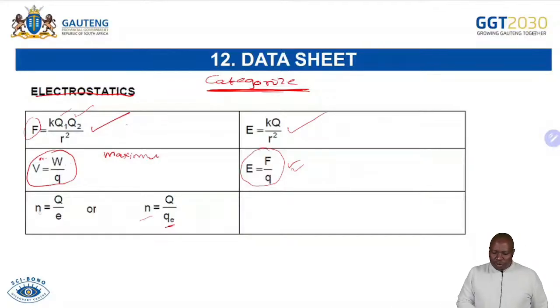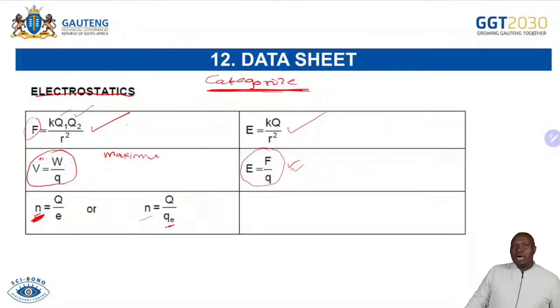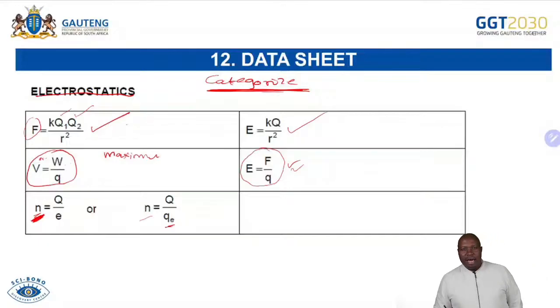Learners sometimes confuse this n with the number of moles. We're talking about here not the number of moles, but the number of particles, which can be number of electrons, number of protons that you are asked to answer here. So if you have that in mind, don't confuse it to look like number of moles.